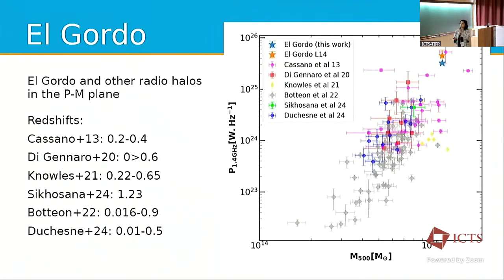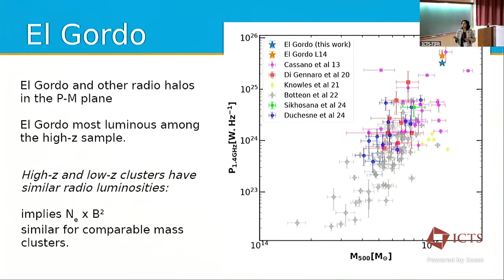Coming back to statistics, where El Gordo stands today, it's not a unique high redshift radio halo anymore. We have many more detections. So I'm showing this 1.4 gigahertz power versus mass, and El Gordo is plotted as a star along with the nearby as well as high redshift samples that we have today. So it still is among the brightest radio halos, but there are a number of new radio halos that have been detected at higher redshift. So basically, this is an interesting case.